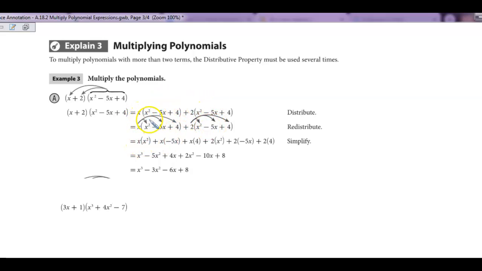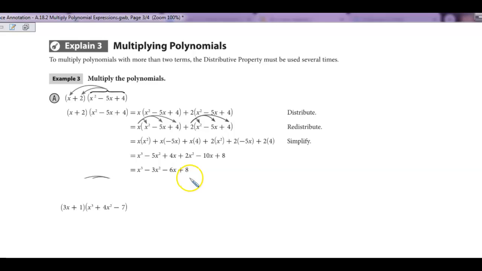So x times x squared is x to the third power. X times negative 5x is negative 5x squared. And x times 4 is 4x. And then 2 times x squared is 2x squared. And 2 times negative 5x is negative 10x. And 2 times 4 is 8.